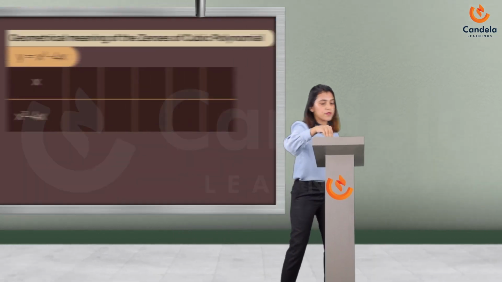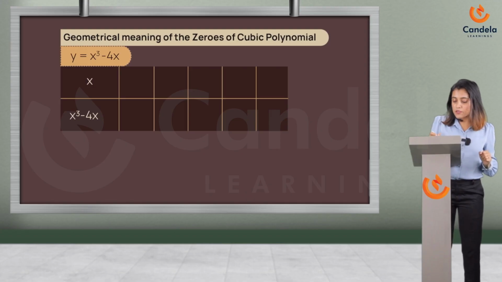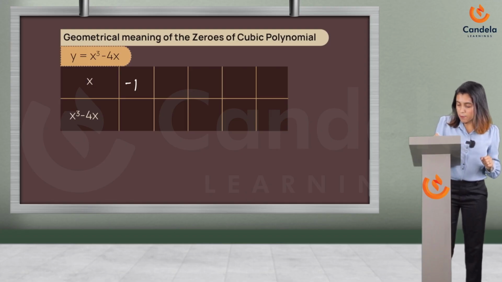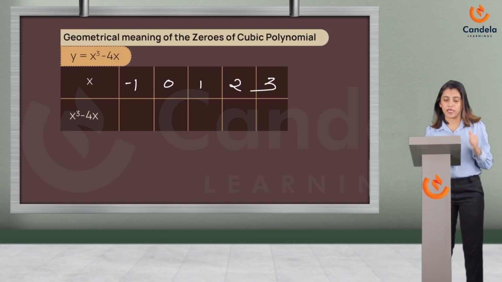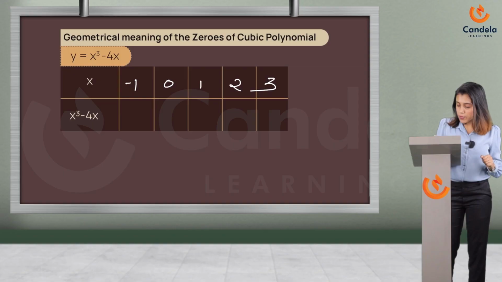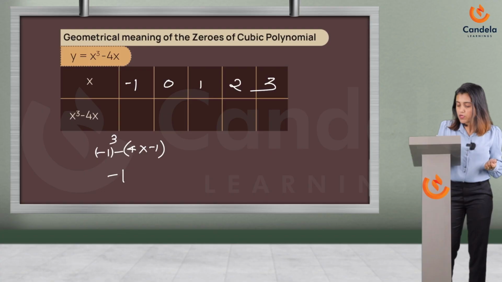Let's take the example x cube minus 4x. First, let's put some random values for x, which are minus 1, 0, 1, 2, 3. And we are going to check the corresponding value of y. So y will be equal to minus 1 cube minus 4 into minus 1. Minus 1 cube is again minus 1. So 4 into minus 1 is minus 4. So minus 4, which is plus 4.